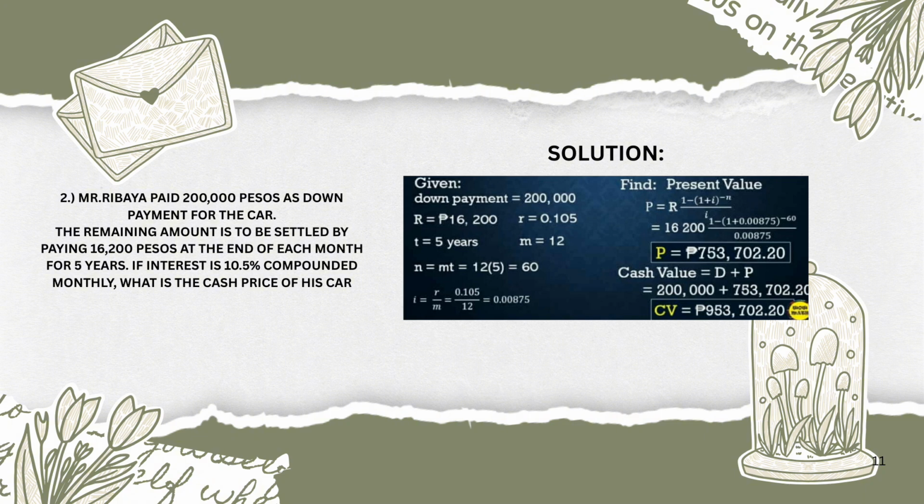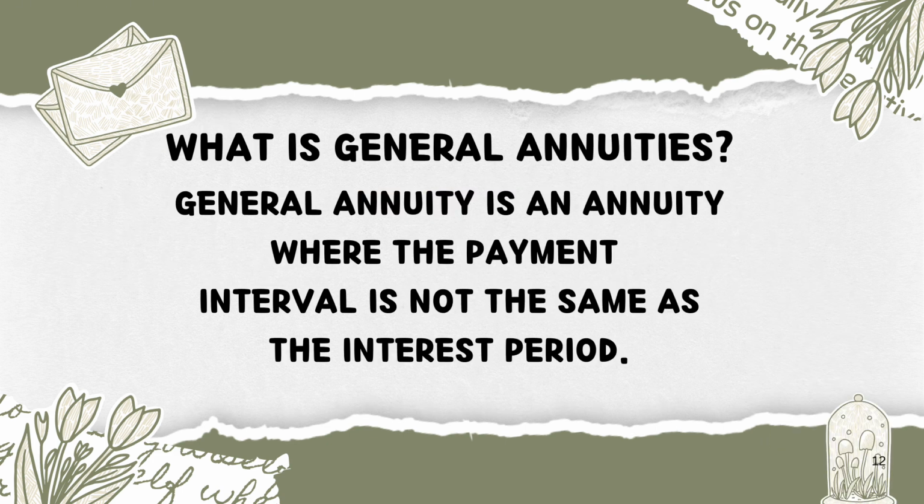And the cash value equals the down payment plus P, that is 200,000 plus 753,702 pesos and 20 centavos equals 953,702 pesos and 20 centavos. Now, that is all in simple annuity.